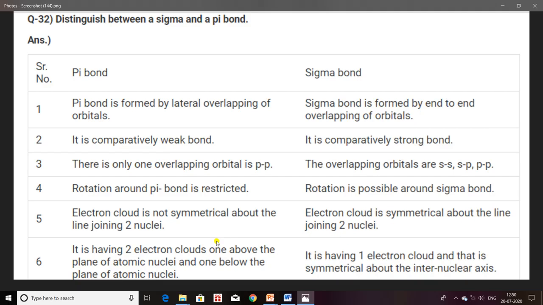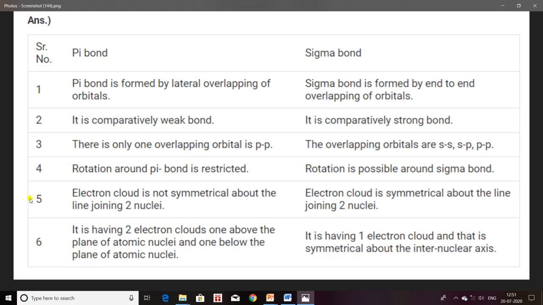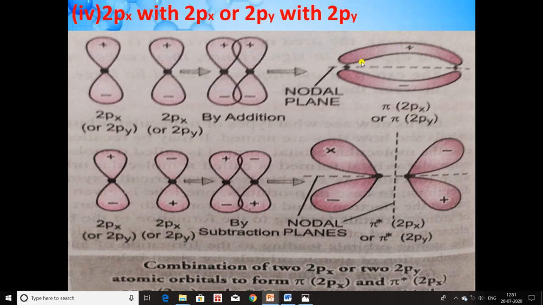So here I am showing you diagram of pi bond. So here you can see that electron cloud is not symmetrical when there is sideways overlapping between pp orbital. In pi bond, it is having 2 electron clouds, one above the plane of the atomic nuclei and one below the plane of atomic nuclei. You can see here one is above the plane, this is the plane, and one is below the plane.